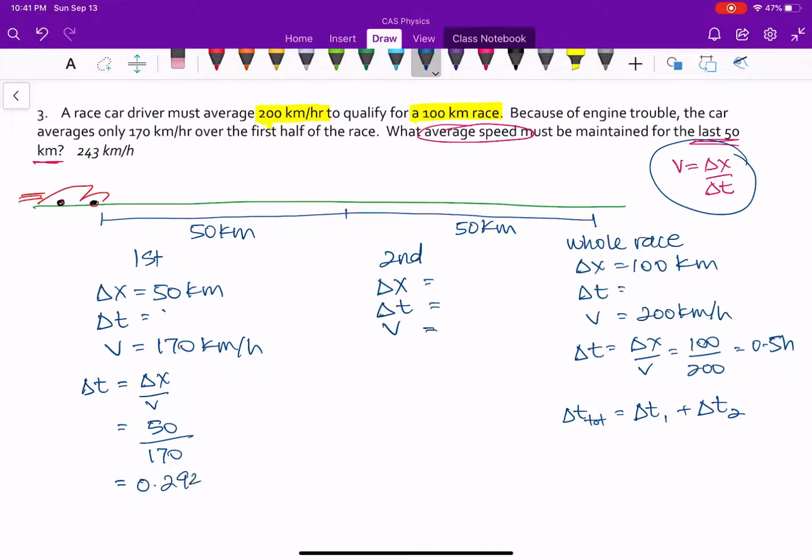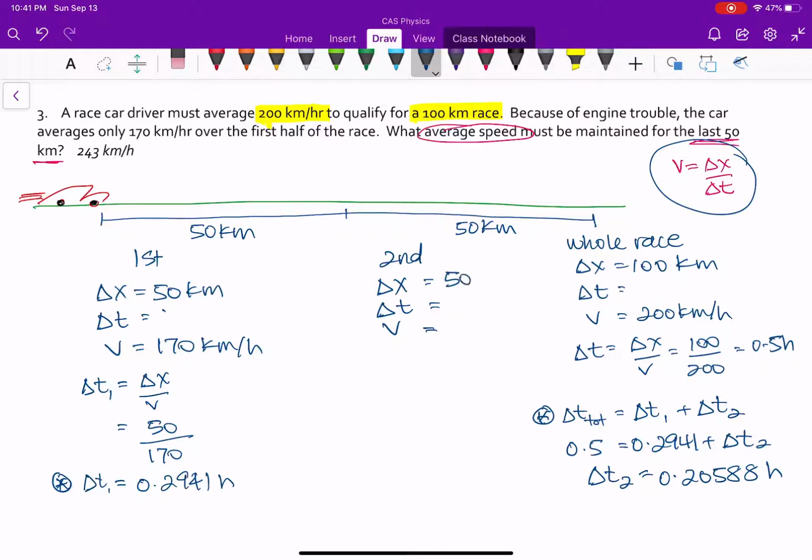And doing the math on your calculator, you'll find that to be 0.2941 hours. So this is delta t1, the first half takes that long. So combining this with this, I can put those two together and say 0.5 is equal to 0.2941 plus delta t2. That tells me how long my second half takes, and doing that math, we get 0.20588 hours.